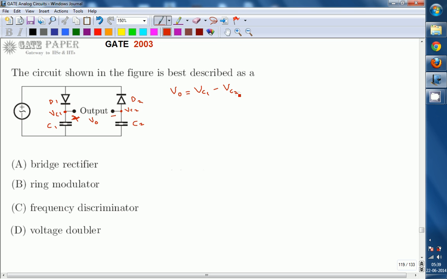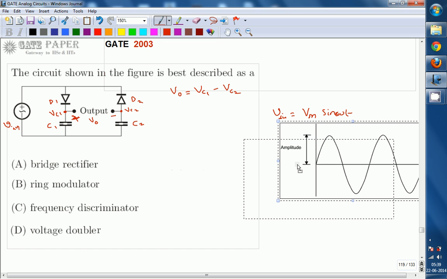Okay, and assume that this is the input signal we are applying. This is V input, and V input is a sinusoidal signal, as you can see from this notation in the diagram. We take the sinusoidal signal with magnitude Vm. So the signal oscillates sinusoidally between plus Vm and minus Vm. This is going to be the diagram for the sinusoidal signal.